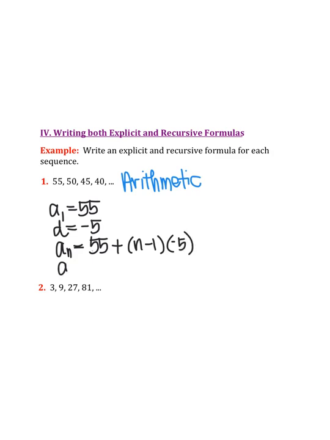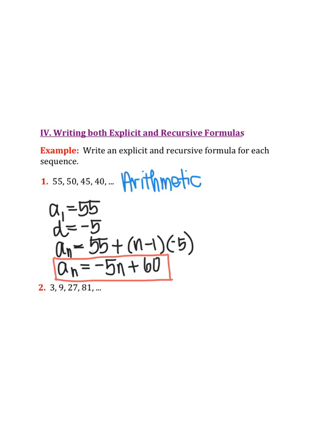And then remember, we want to make sure that we clean this up and write it in a nice format. So I'm going to have negative 5n plus 60. So that's my explicit formula. And it's always a good idea to check it, right? So if I put in a 1 here, negative 5 times 1 is negative 5, plus 60 is going to be 55. So looks like we did that one correctly.